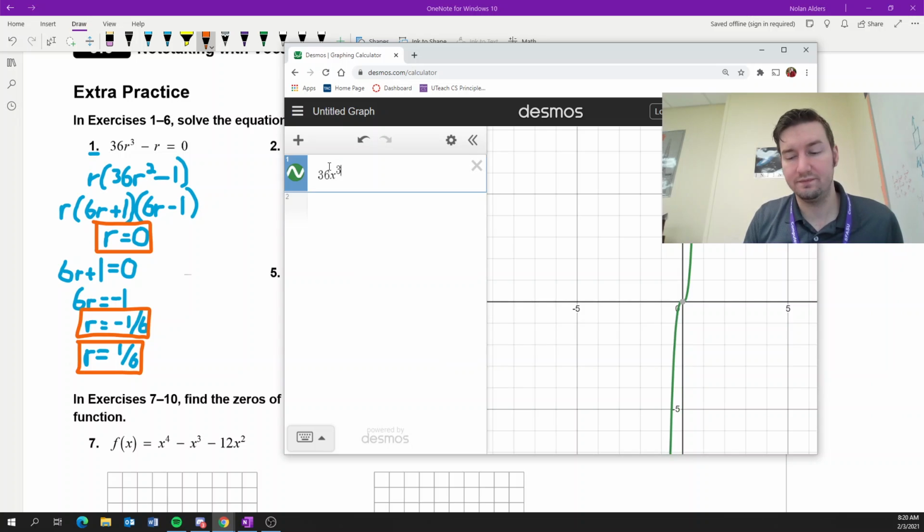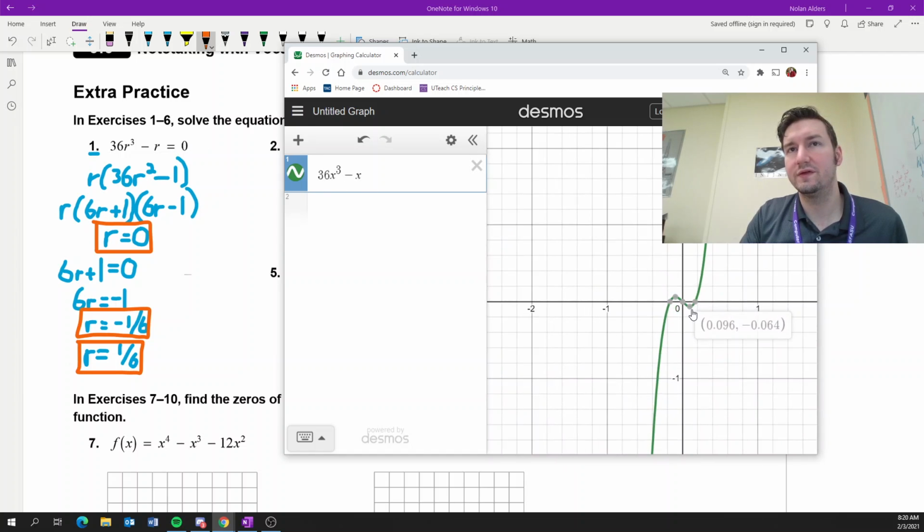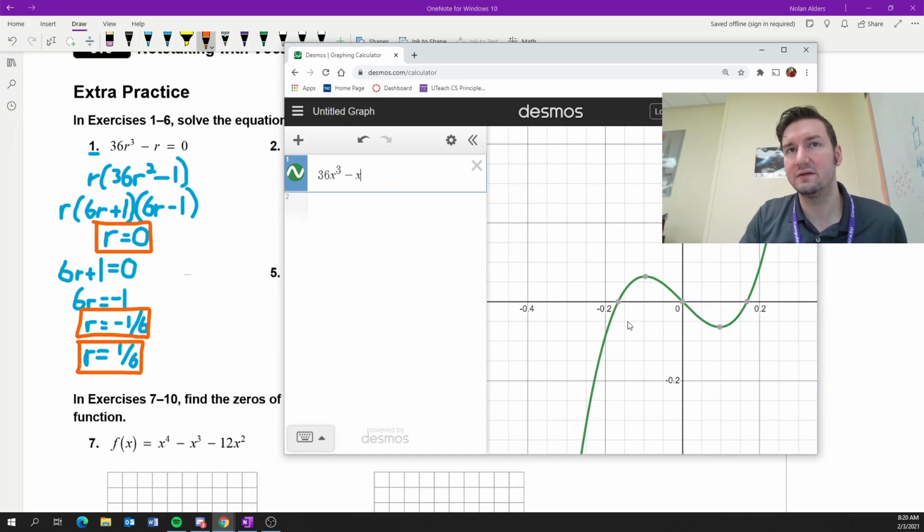36x cubed minus x. And if we don't type in the equals 0 part, then it will tell us, we can see we have a solution here at negative 0.1667, which is the negative 1/6. We have a solution here at 0, 0. And we have a solution here at 0.1667, which is the same thing as 1/6. So here are our three solutions. Everywhere it crosses the x-axis, you get a solution.